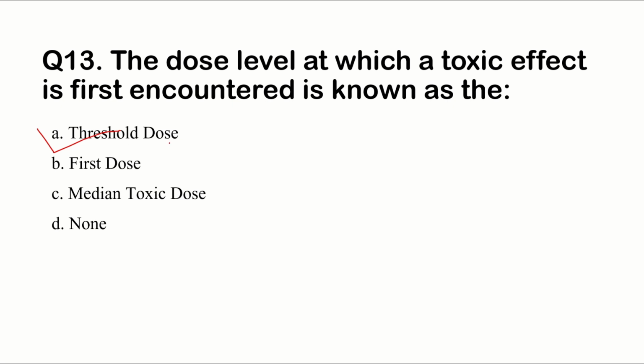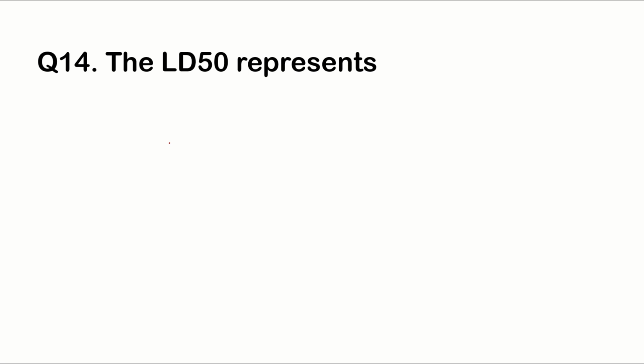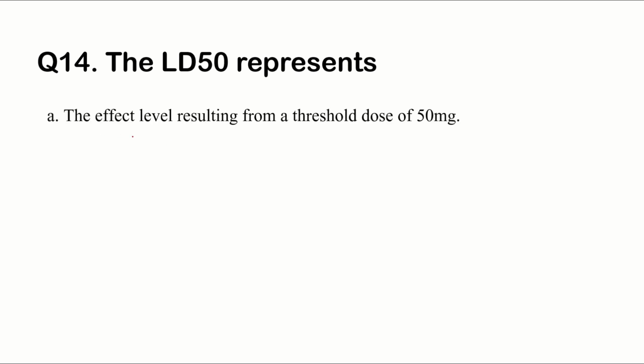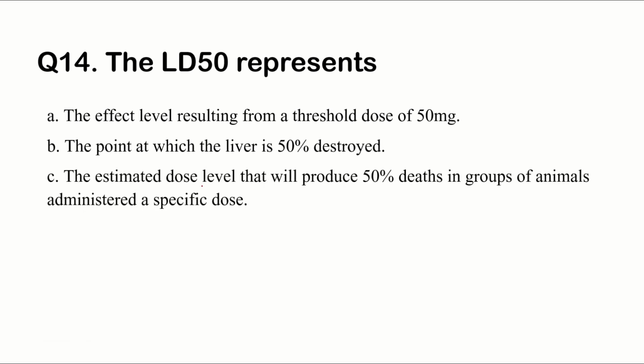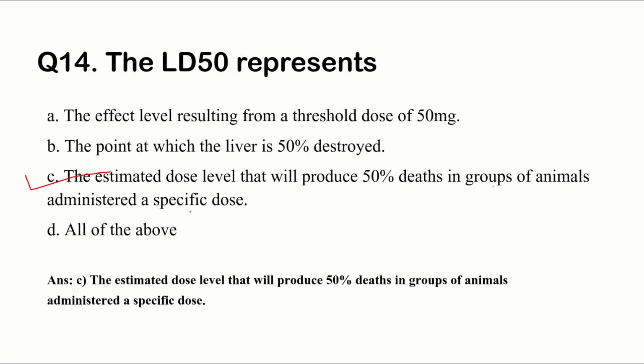Okay, so question number 14 is, the LD50 represents the effect level resulting from A, a threshold dose of 50 mg. B, the point at which the liver is 50% destroyed. Option C, the estimated dose level that produces 50% deaths in a group of animals administered a specific dose, and D, all of the above. So the right answer is, as we know, LD50 represents the estimated dose level that will produce 50% death in a group of animals administered a specific dose. Okay, so the right answer is option C.